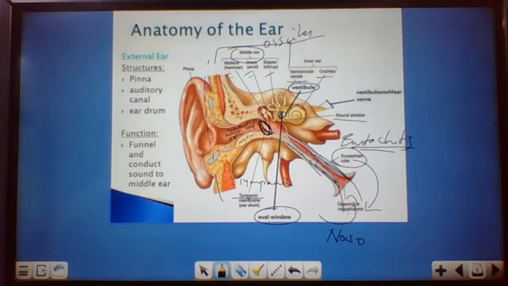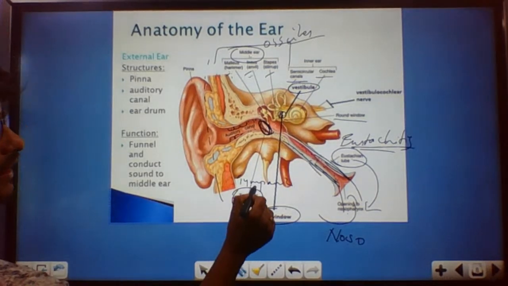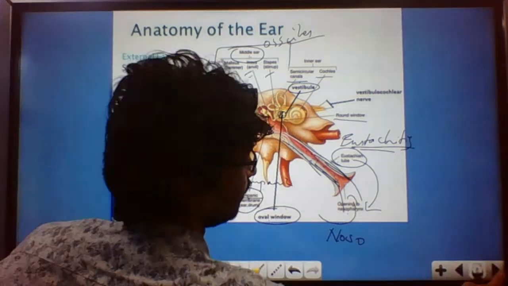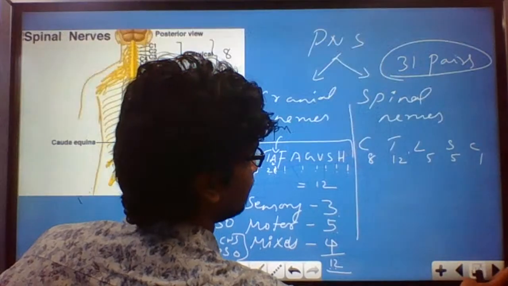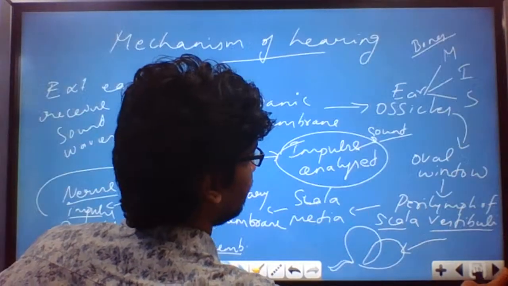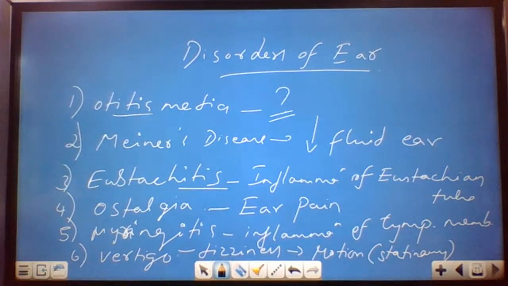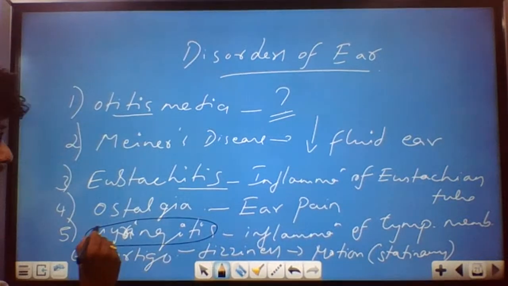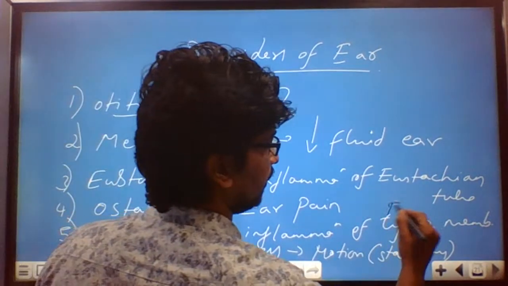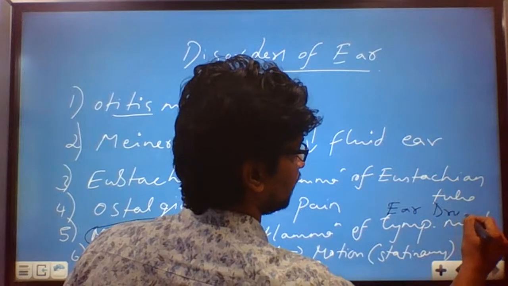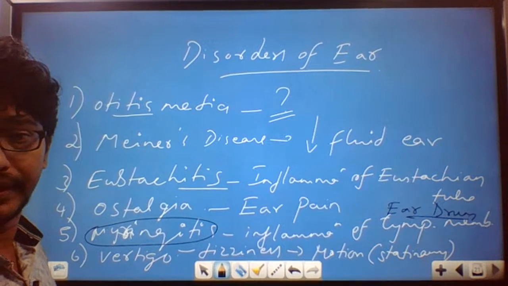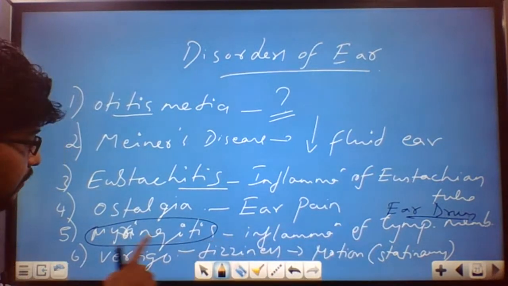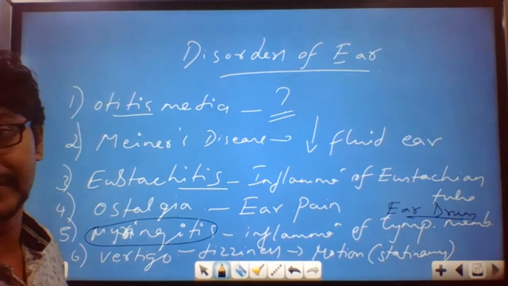Okay, so eardrum. Eardrum is nothing but the tympanic membrane. So inflammation of the tympanic membrane, we call it as... I told you earlier, inflammation of the tympanic membrane. Meningitis, I told you, inflammation of the tympanic membrane. It means what? It is the eardrum. Eardrum is otherwise called the tympanic membrane. So inflammation of the tympanic membrane, this condition is called as meningitis.